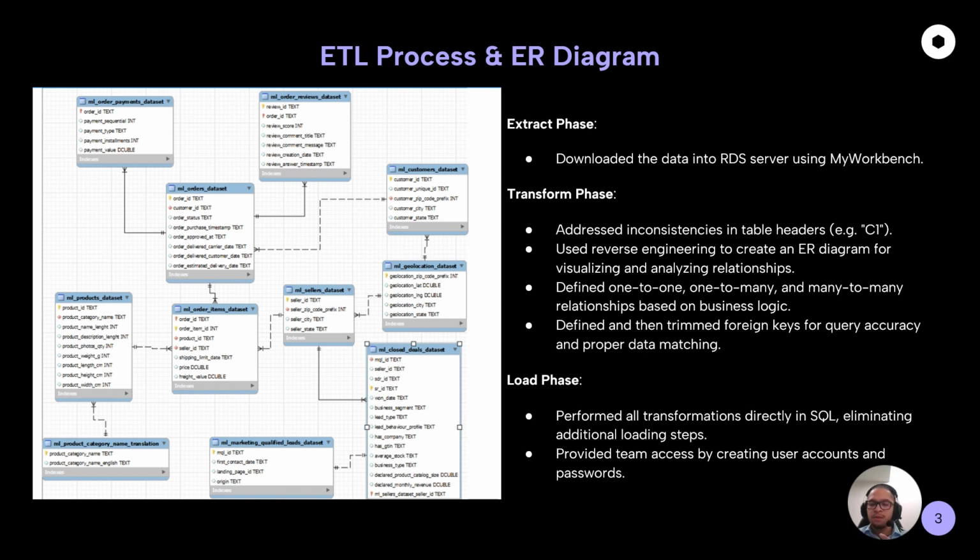Once the tables were correctly formatted, we used reverse engineering to create an ER diagram. This visualization helped us establish and analyze relationships between business processes. At this stage, trying to understand the business logic was crucial to properly define the one-to-one, one-to-many, and many-to-many relationships. Next, we refined and assigned foreign keys, trimming them to ensure correct matching of data across tables, and the ER diagram you're viewing in this presentation reflects the results of this process.